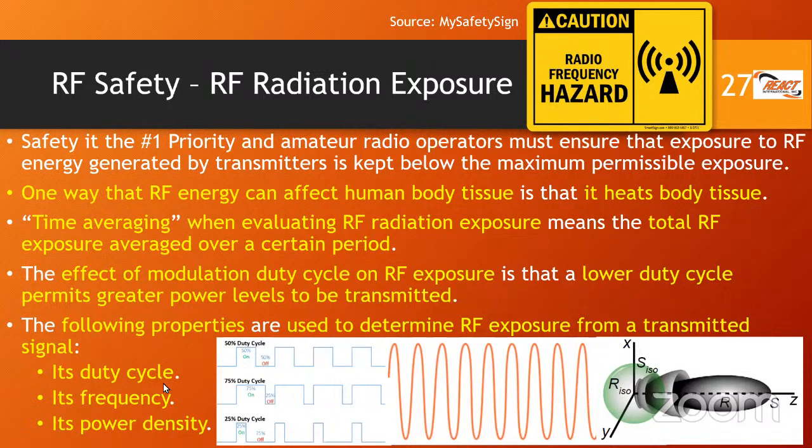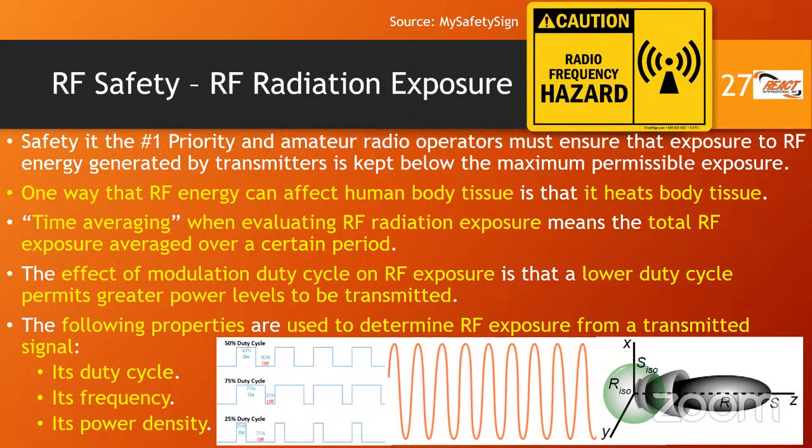The first one is its duty cycle. So we spoke about that. We need to know the duty cycle. Is it a very high or heavy duty cycle like this, or is it a very low duty cycle? Also, the frequency, because different frequencies have different effects on the human body. And we do have an extra slide. We did cover it before in the class, but we have reproduced it here to show you that different frequencies are absorbed differently by the human body. So the frequency matters, and also the power density.